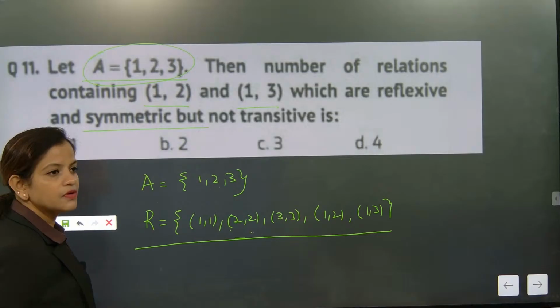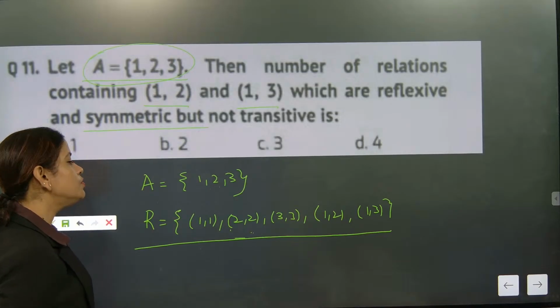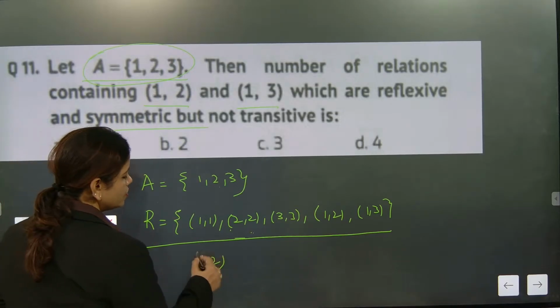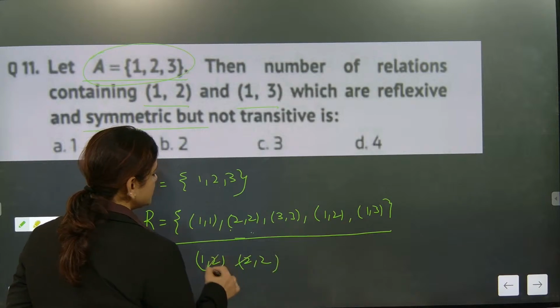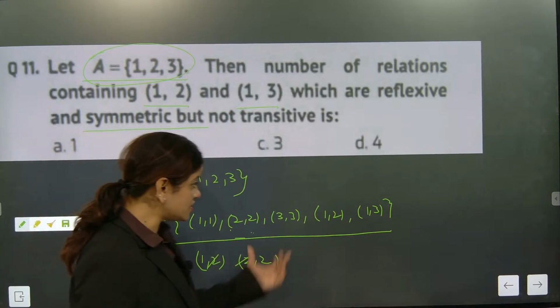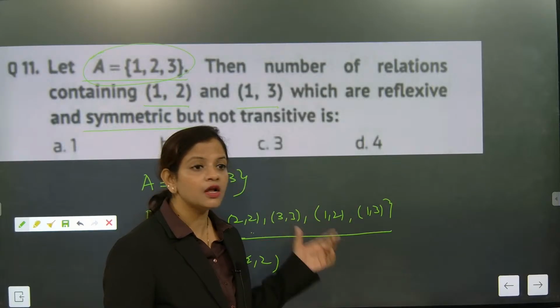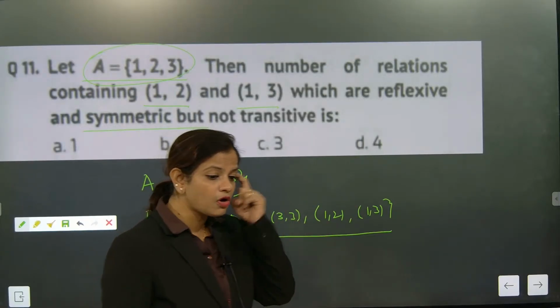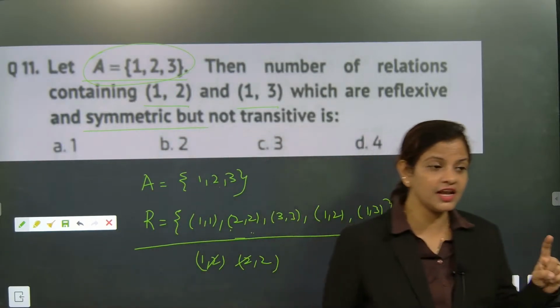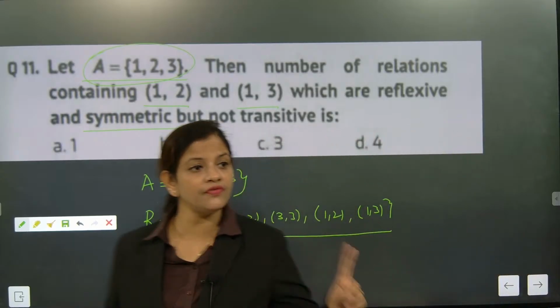Is it transitive? 1, 2, 2, 2, see. 1, 2, 2, 2, cancel, 1, 2 is there. This is transitive. We have to make it non-transitive. What we have to make it? Non-transitive. Very clearly, your concept, your understanding should be very clear. What they are asking, that only we are going to serve.